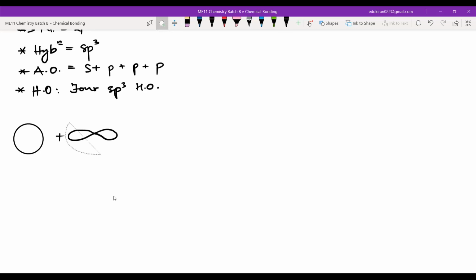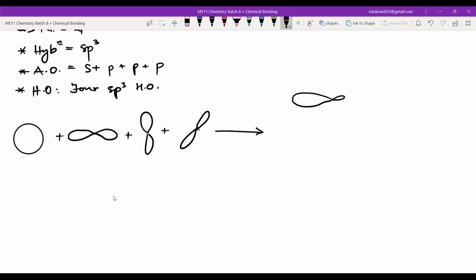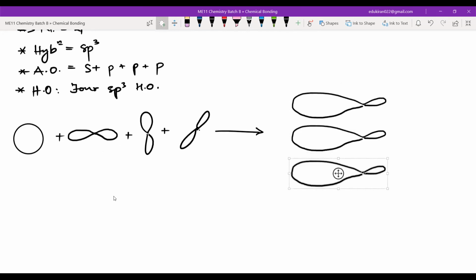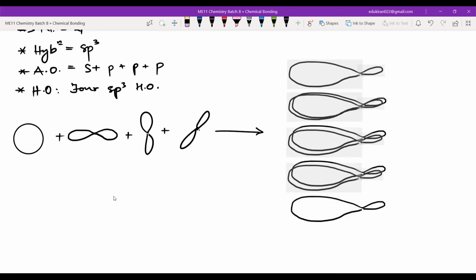So what I can do is, one should be vertical, and then you can also have one like this, right? And when they mix, one lobe will be enlarged and the other lobe will be equal only. So we have these 4 hybrid orbitals.